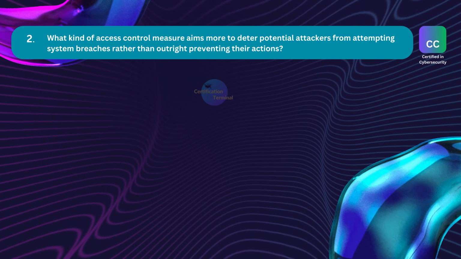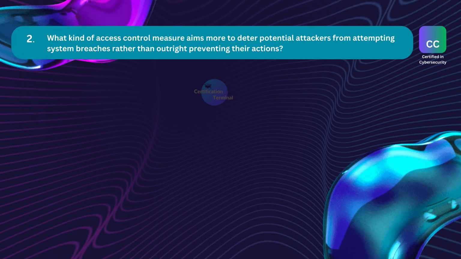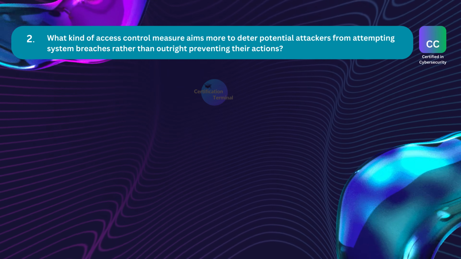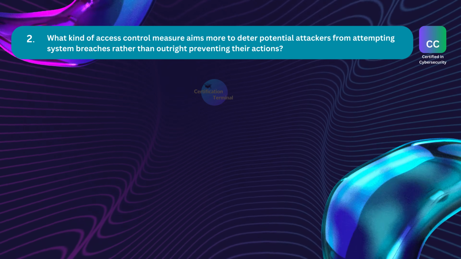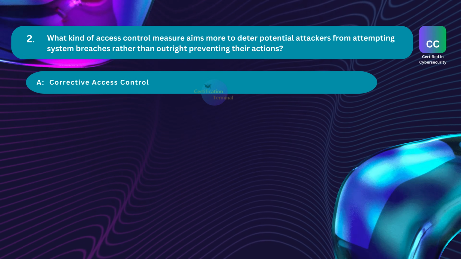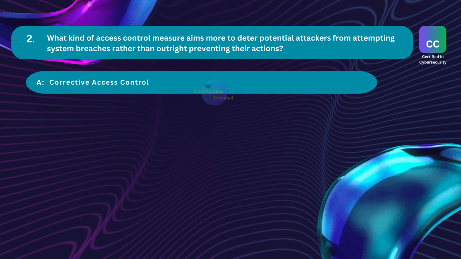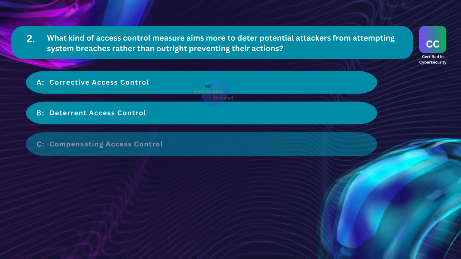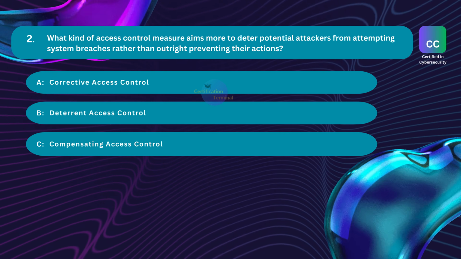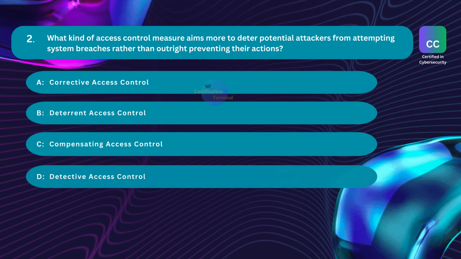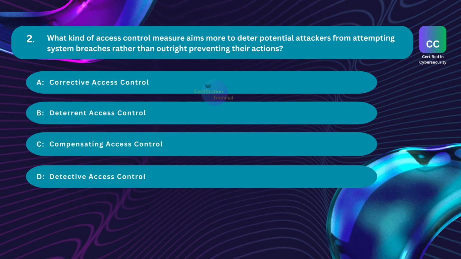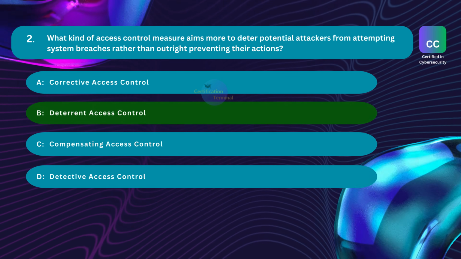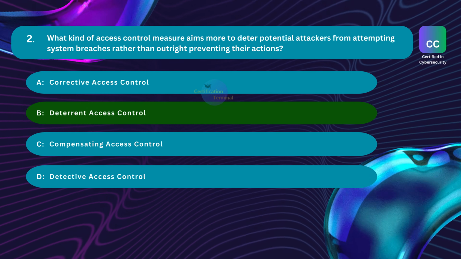Question number 2. What kind of access control measure aims more to deter potential attackers from attempting system breaches rather than outright preventing their actions? Option A, corrective access control. Option B, deterrent access control. Option C, compensating access control. Option D, detective access control. The correct answer is Option B, deterrent access control.